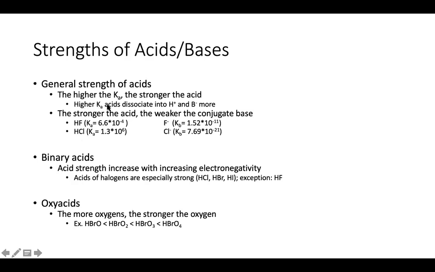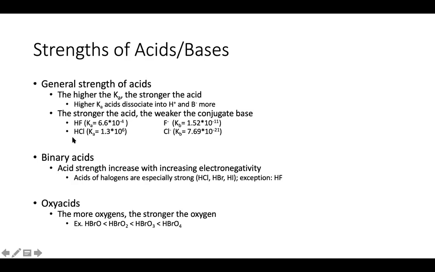This makes sense when we think of what Ka means. Ka in general is products over reactants, so if we have a really high Ka, that means our acid dissociated into its ions and very few stayed together as an acid. Again, the higher the Ka, the stronger the acid. Another phrase that we say is: the stronger the acid, the weaker the conjugate base. I think this is where a lot of students got confused.